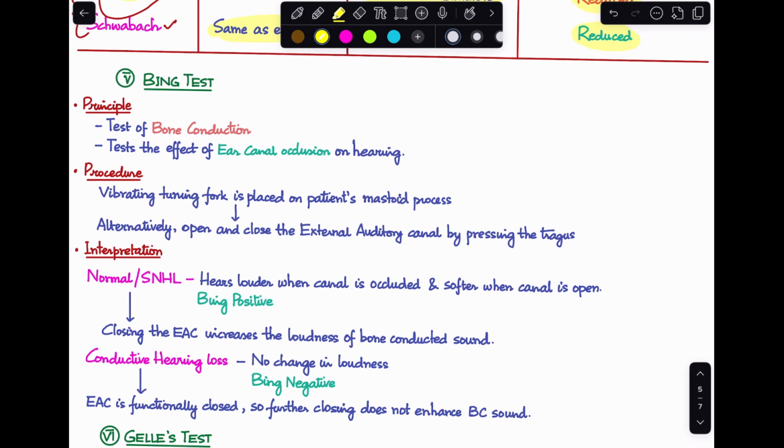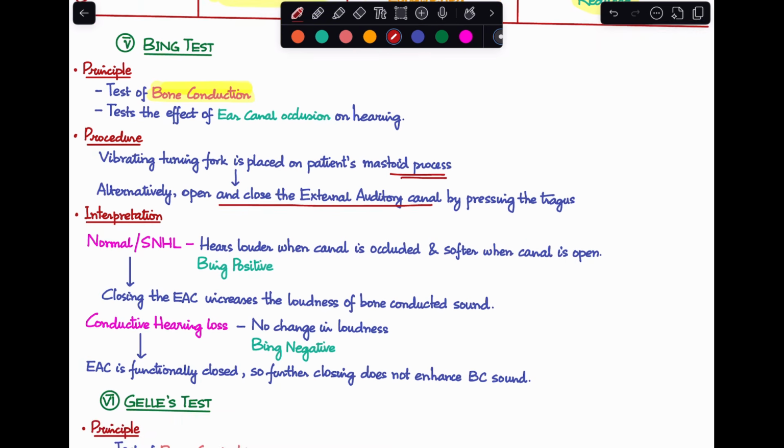First is the Bing's test. Bing's test is a test which we use to test bone conduction. What we do here is ear canal occlusion, and we test the effect of this occlusion on hearing. How do we perform this? We take a vibrating tuning fork and place it on the patient's mastoid process. Then, alternately, we open and close the external auditory canal by pressing the tragus inwards and outwards.